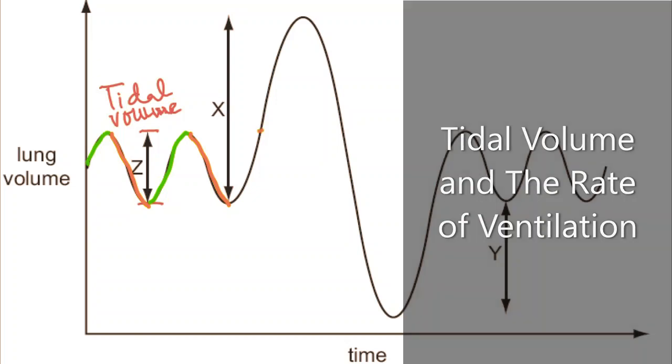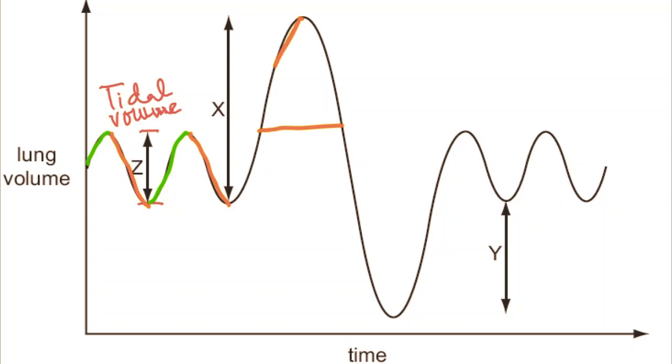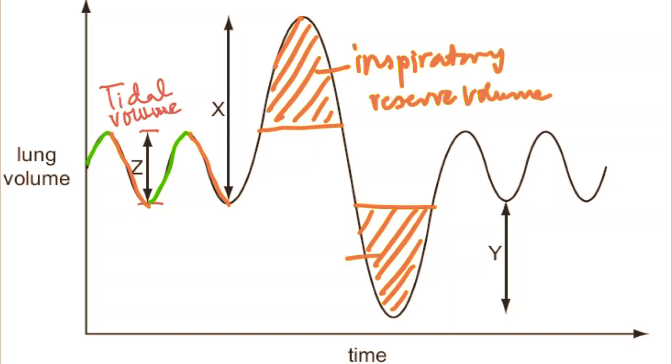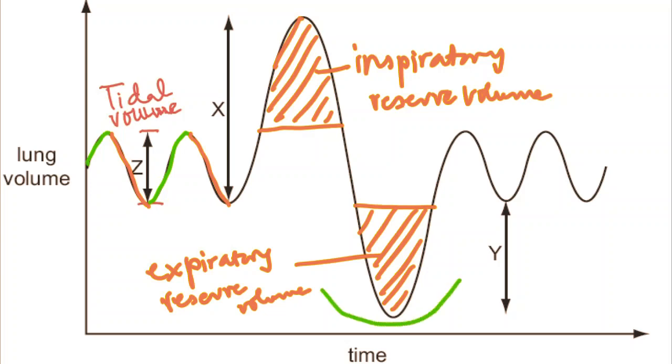person is resting. The additional air which can be taken in during a forced inhalation and extra air which could be exhaled out during a forced exhalation is called inspiratory reserve volume. Similarly, the air which can be forced to push out other than the tidal volume is called expiratory reserve volume. This is represented by Y in this graph, while inspiratory reserve volume is X minus Z.